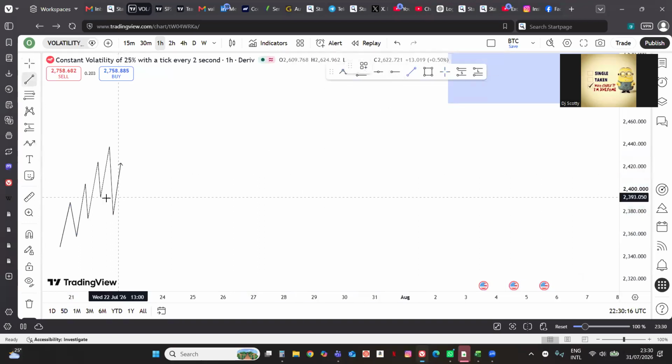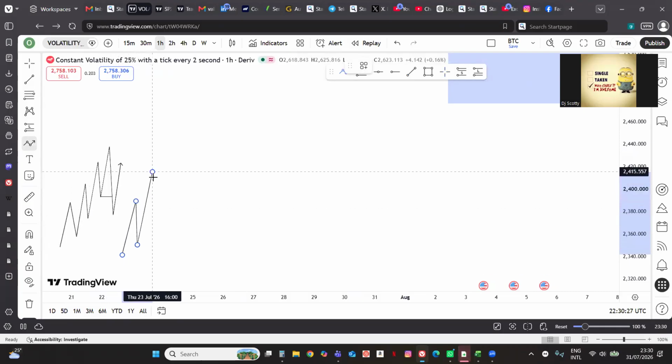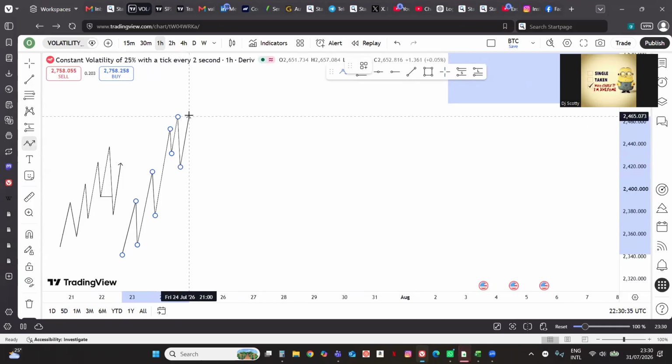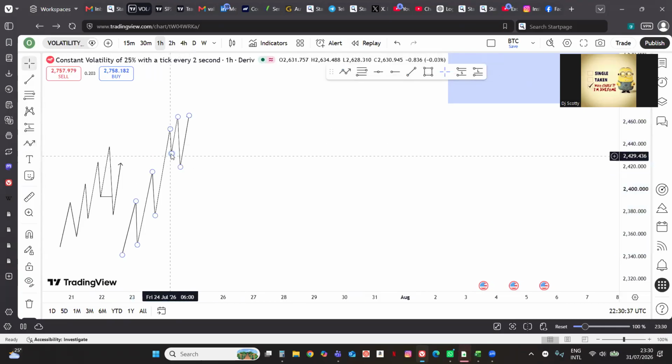This is a break of structure here. This is a break of structure because the market did all of this. In a situation where you see the market did something like this, then it comes up here and does something like this, and then breaks structure here. This is not a break of structure because this low here is on its own. It's not connecting to any of the previous swing zones. So this low is on its own. So this is not a break of structure.